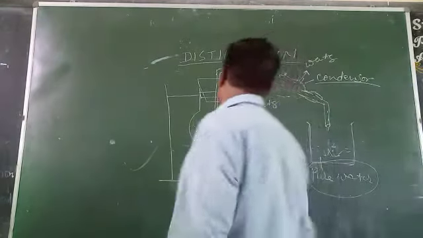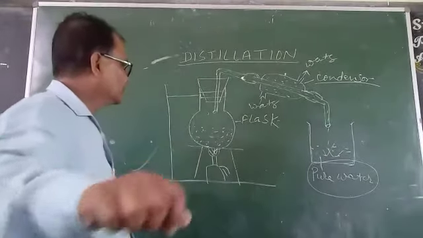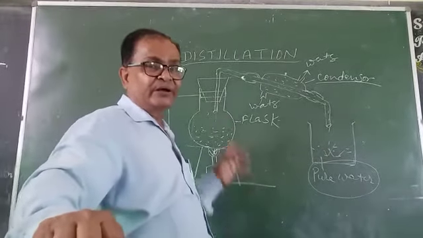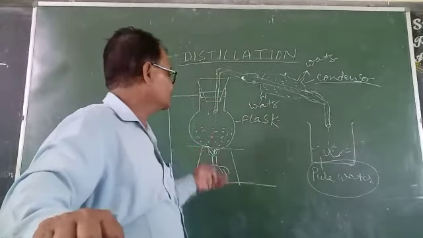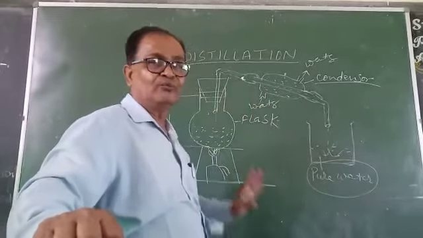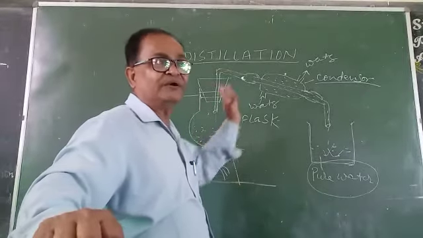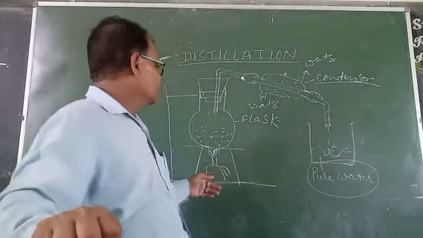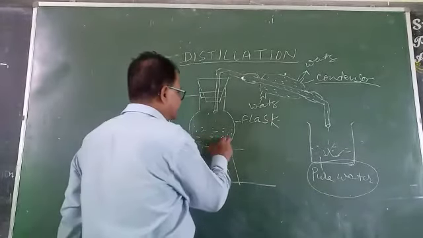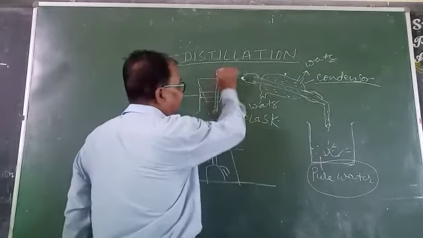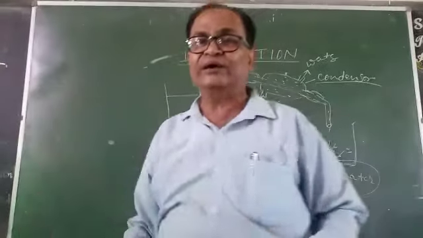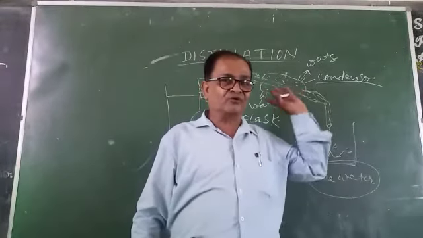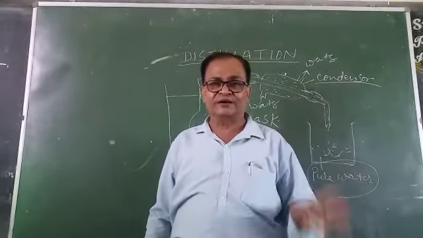In this way, we can separate any liquid from a solid liquid mixture, whether solid is soluble or insoluble. If insoluble, we filter first and then start distillation process and we get distilled water. Okay, thank you. In next video, I will explain the part of the distillation, that is fractional distillation.